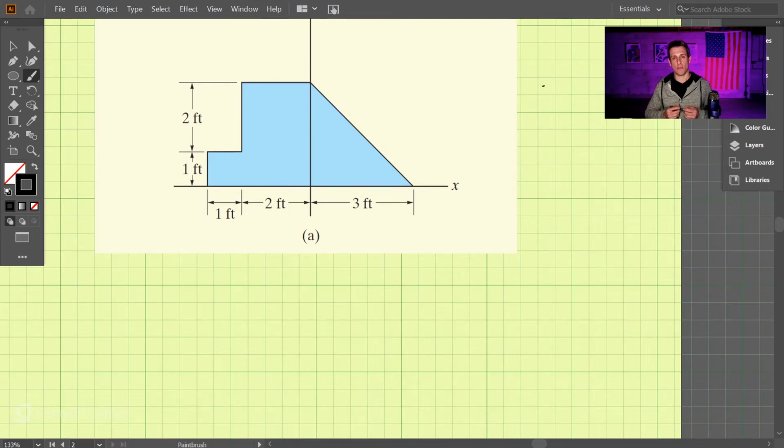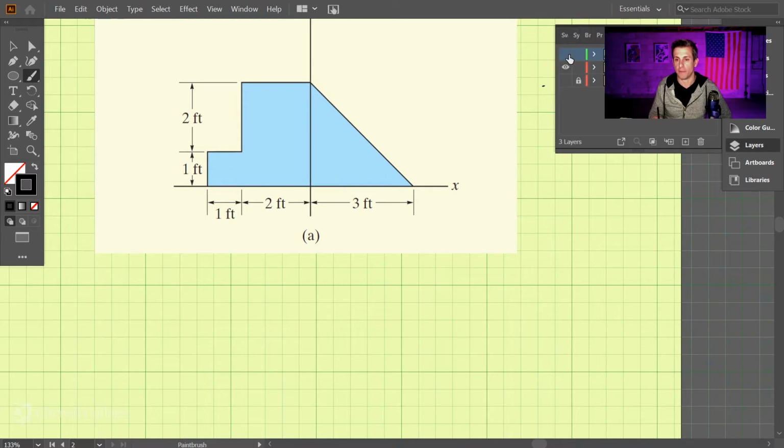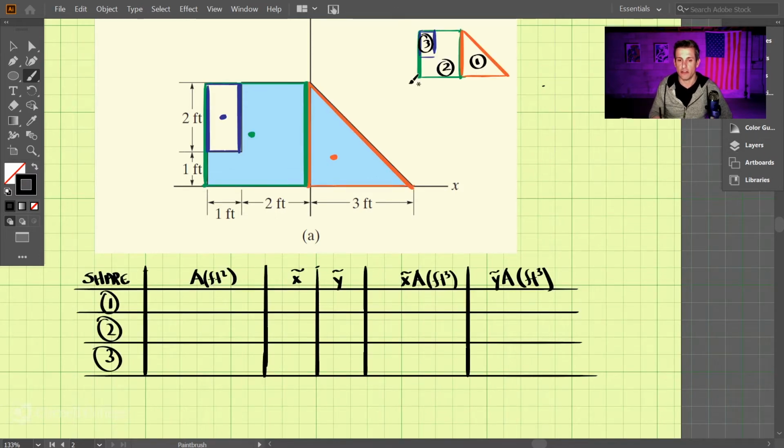Let's do an example where we find the center of an area, also known as the centroid. So we're given the shape, and what we're going to do here is break this shape into smaller shapes where the centroid of those smaller shapes is much easier to find. So let's get started, and this will make more sense as we go along. So I'll break this into 3 different shapes.